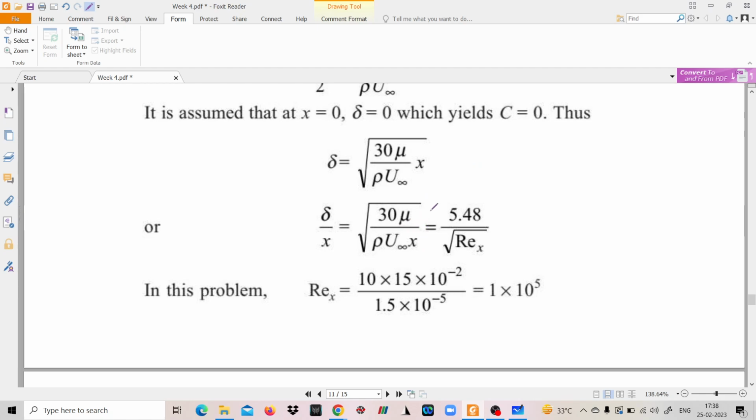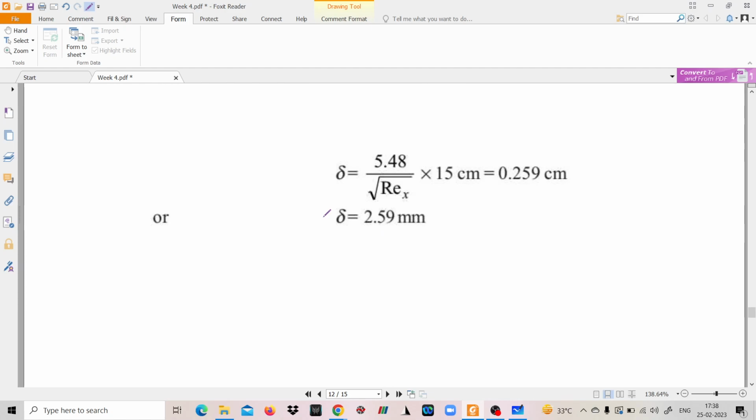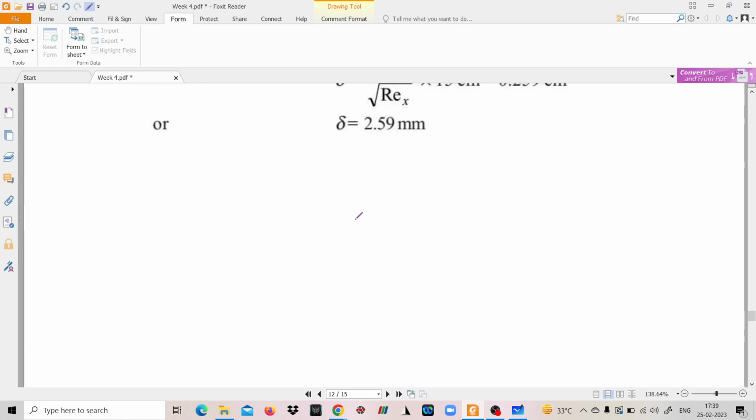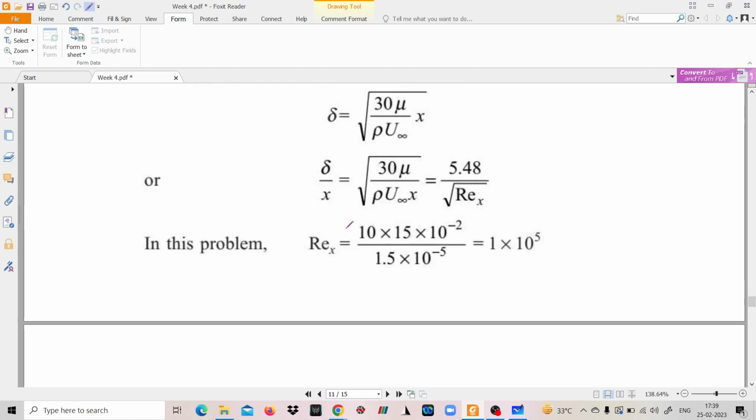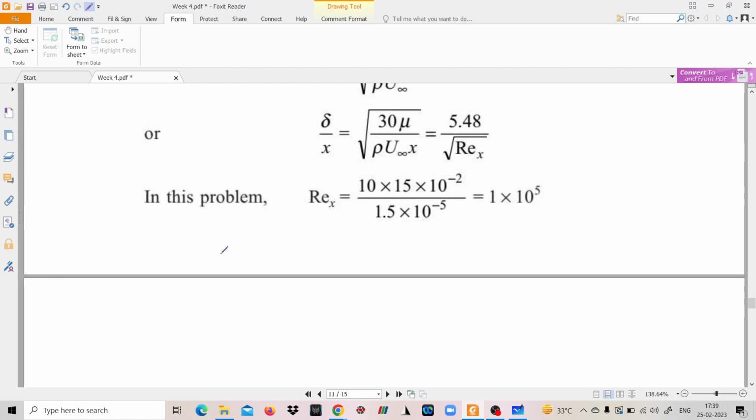Then at x equal to how much? 15 centimeter or 0.15 meter, what is the value of delta? So this is the problem. This is similar to the previous problem, only the profile is different. So please practice some more problems like this.